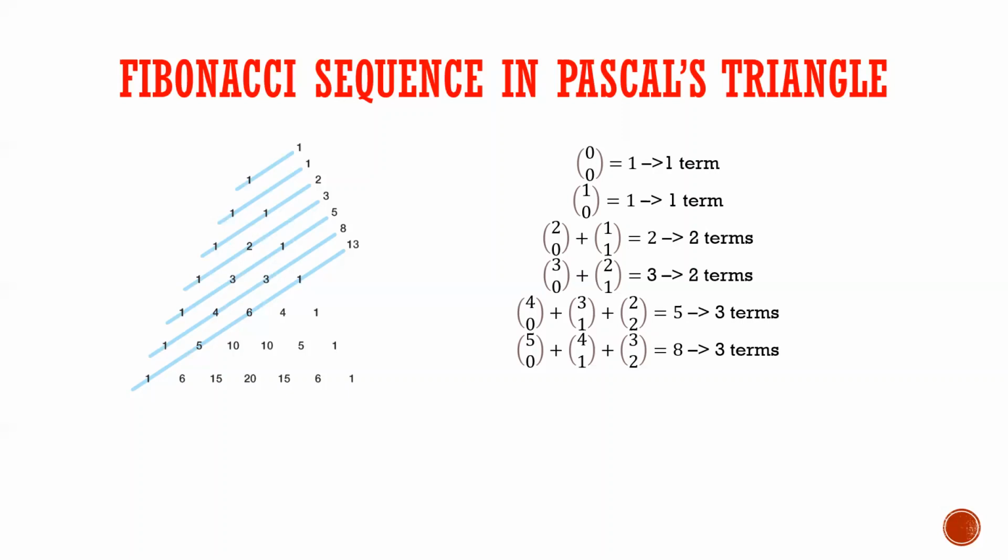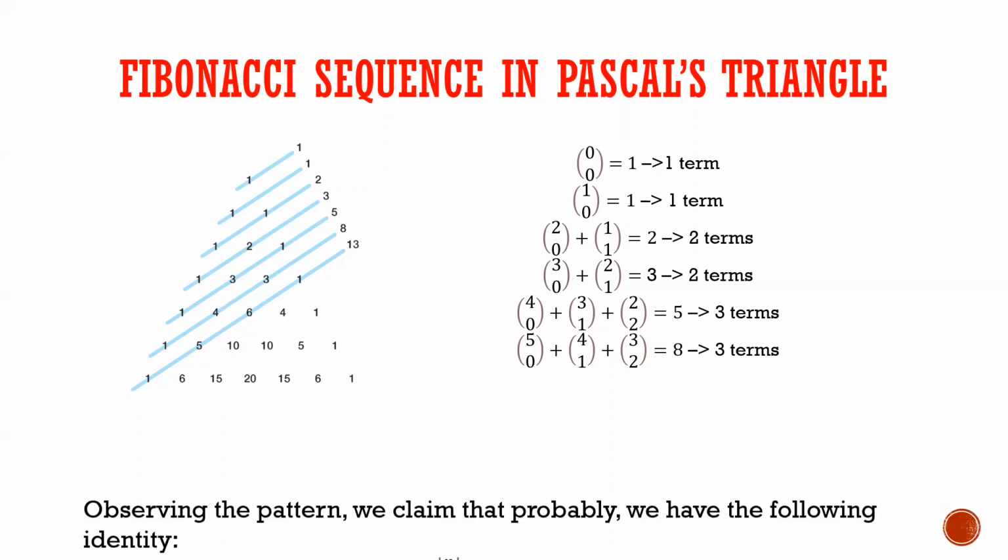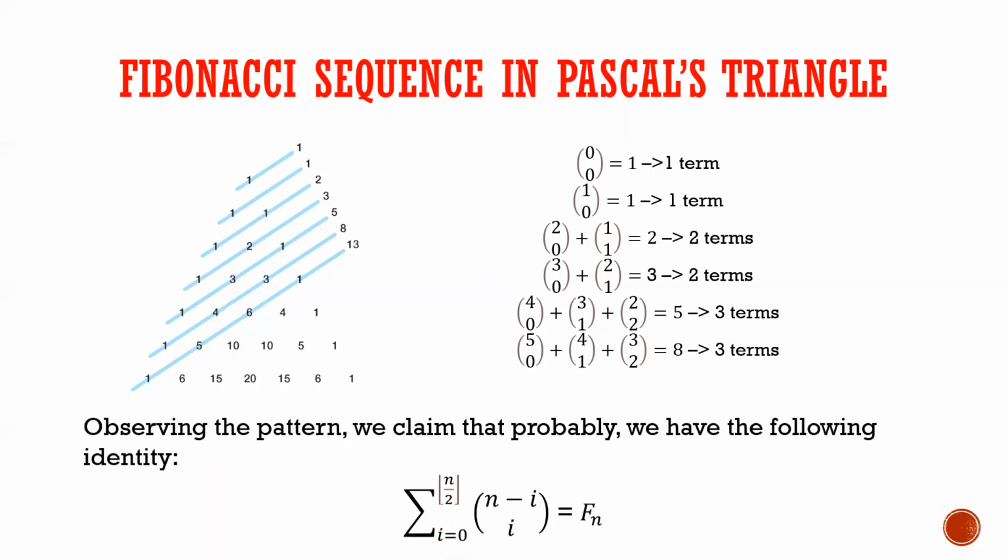By observing the pattern, we claim that the following identity holds in general. N choose 0 plus n minus 1 choose 1 plus n minus 2 choose 2, and so on, floor of n by 2 plus 1 such entries, otherwise denoted by the shorthand notation as summation i equal to 0 up till floor of n by 2 of n minus i choose i, must be equal to the nth Fibonacci number.